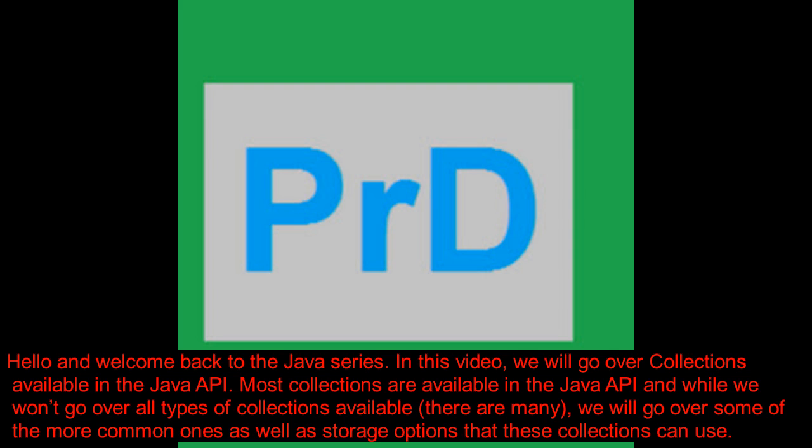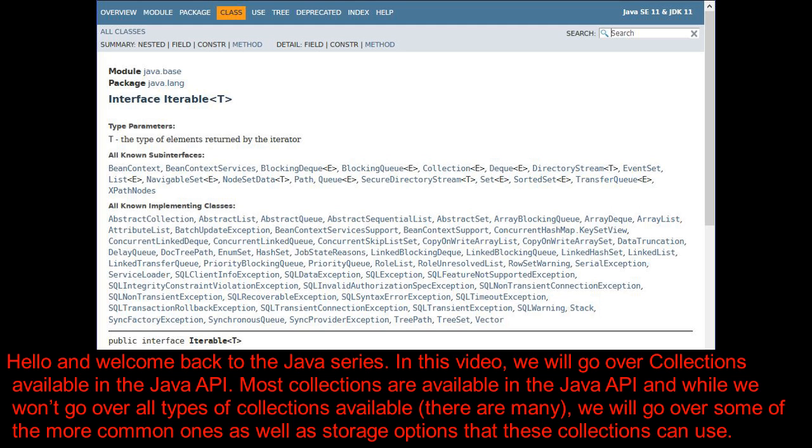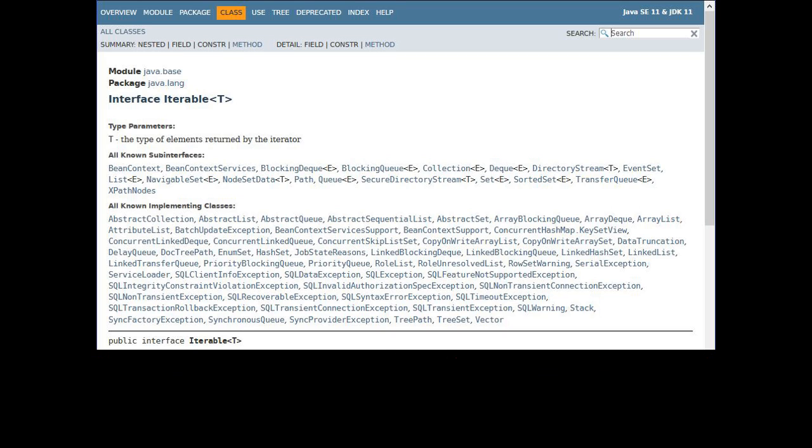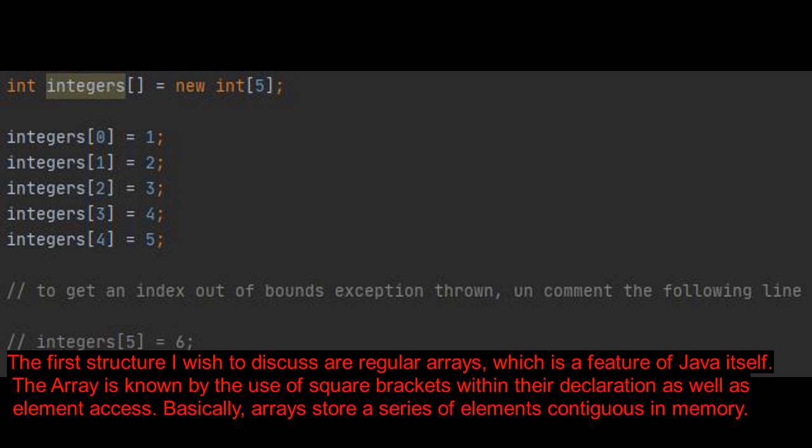In this video, we will go over collections available in the Java API. Most collections are available in the Java API, and while we won't go over all types of collections available, there are many, we will go over some of the more common ones as well as storage options that these collections can use. The first structure I wish to discuss are regular arrays, which is a feature of Java itself.